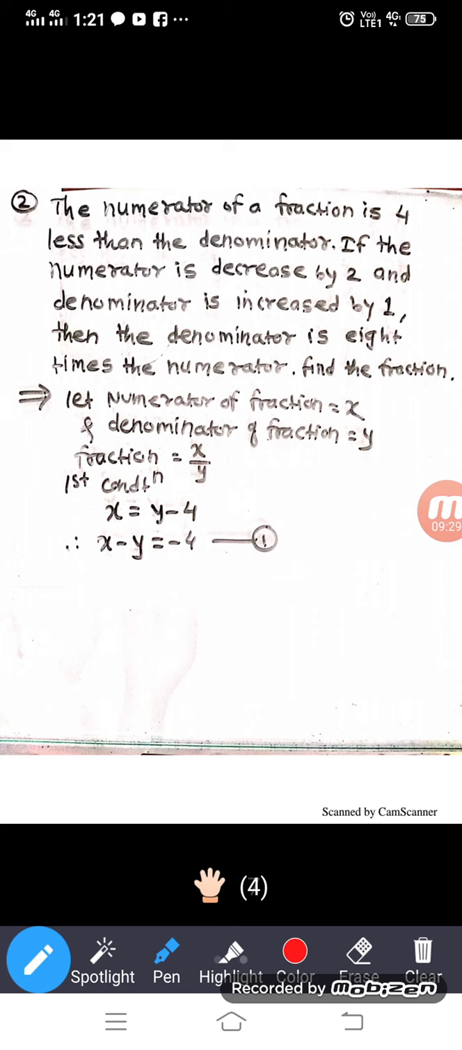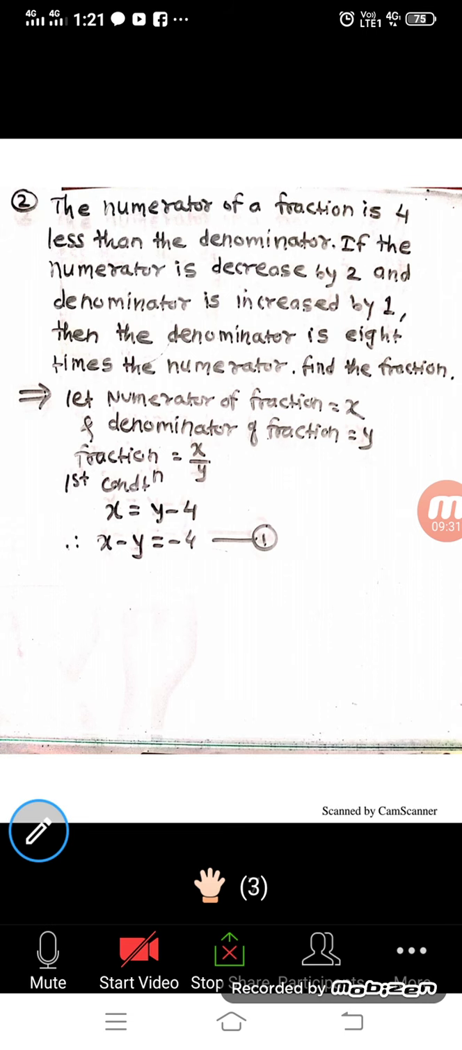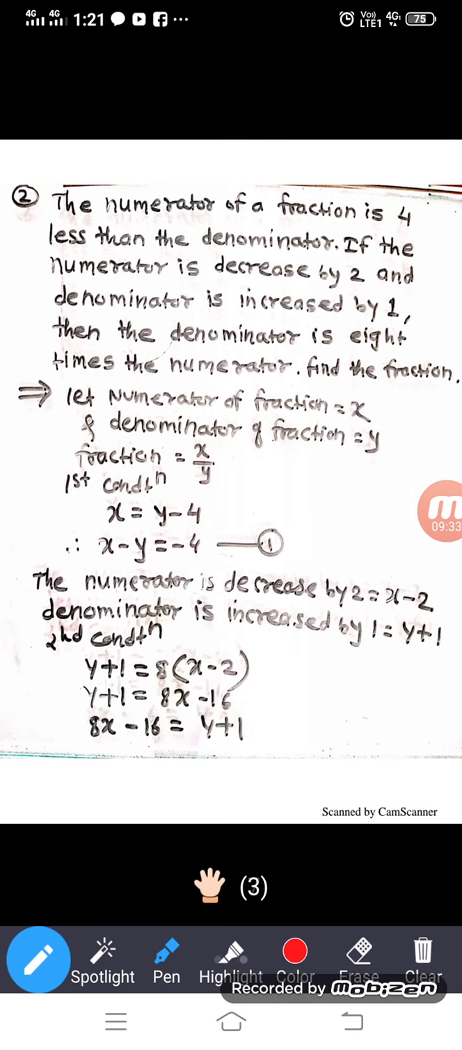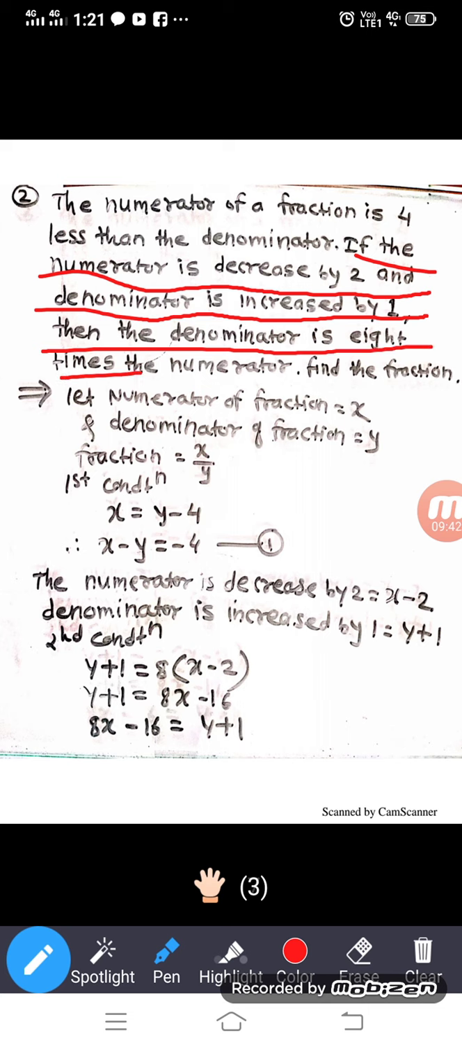Similarly, we can write the second part. The second part is: if the numerator is decreased by 2 and the denominator is increased by 1, then the denominator is 8 times the numerator. If the numerator is decreased by 2, this is x minus 2. And if the denominator is increased by 1, it is y plus 1.